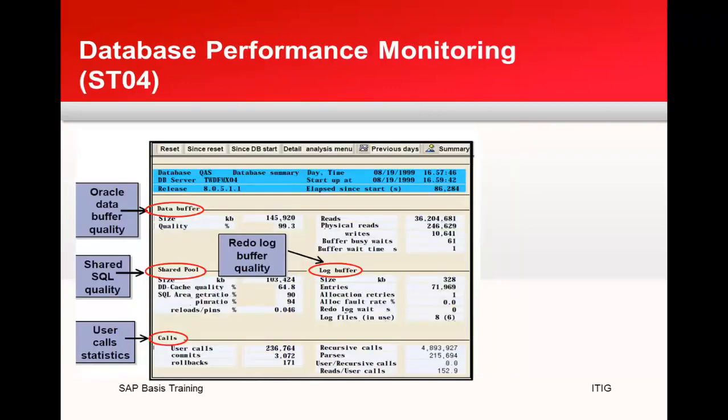Okay, so next let's go into ST04. In ST04 we'll go through the details while connecting to the live system, and I'll show you how to read these reports. Here you can see the pictorial view of the different key parameters in ST04. They are pretty important from the performance point of view. One thing is the Oracle data buffer quality. This is pretty important. Basically it tells how much data Oracle has to go to the disk to get. Anything below 95-96% is considered bad quality. That is about the data buffer. Then you have the shared pool. Then at the bottom you have the user call statistics. Then on the right side you have the log buffer, that is the redo log buffer.